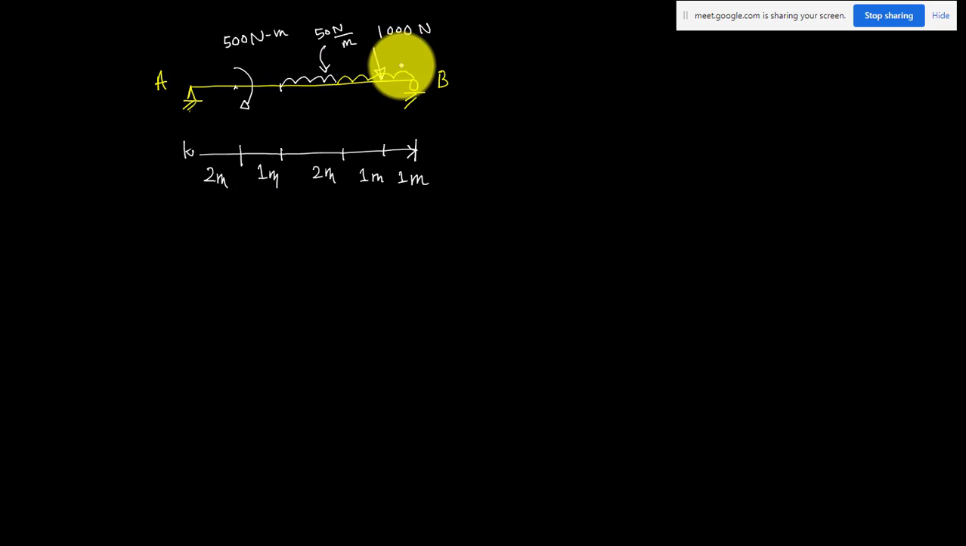But this is not the given problem. In the given beam, the yellow color UDL is not there. So to balance this, I will apply the same UDL intensity for the same length in the upward direction. So these two will get cancelled. The net effect is only the white color UDL.